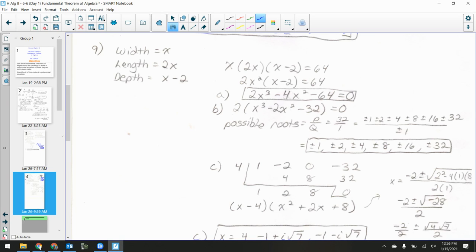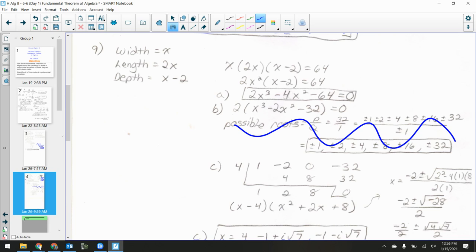So you should get 2x cubed minus 4x squared, and then you subtract the 64 to get what you have for a there, 2x cubed minus 4x squared minus 64. You factor out the 2, and then that's not factorable. Don't worry about this possible rational roots thing. We'll get to that in a couple days.